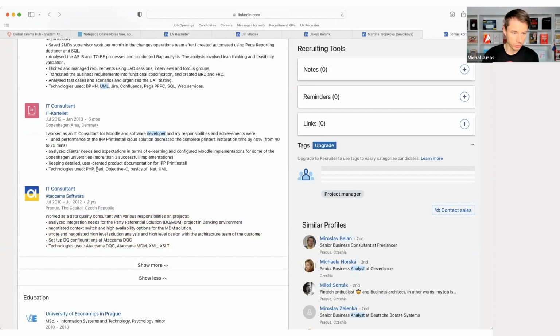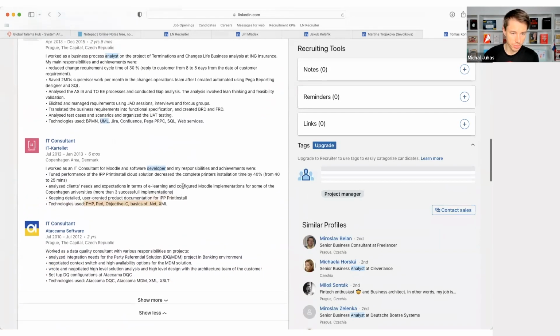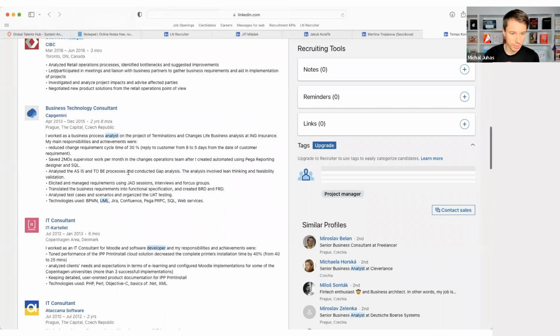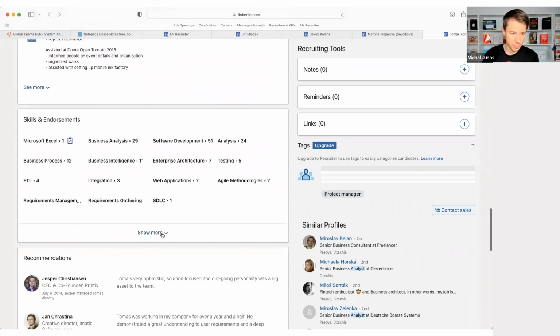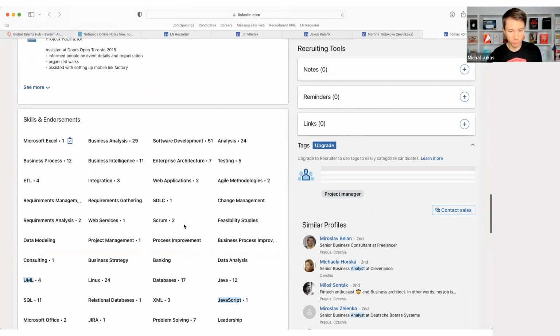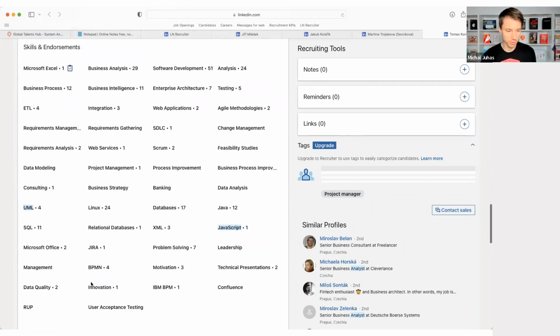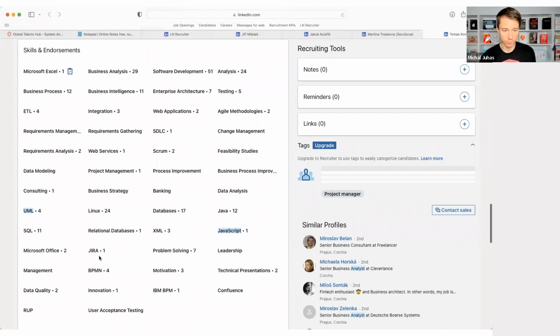Yeah, you see technologies used, PHP, .NET. So this looks like a developer. I worked as a consultant and software developer. You see, suddenly we got a developer, which is awesome. That's great. Someone who has technical background, used JavaScript. This is a decent list of keywords and skills.